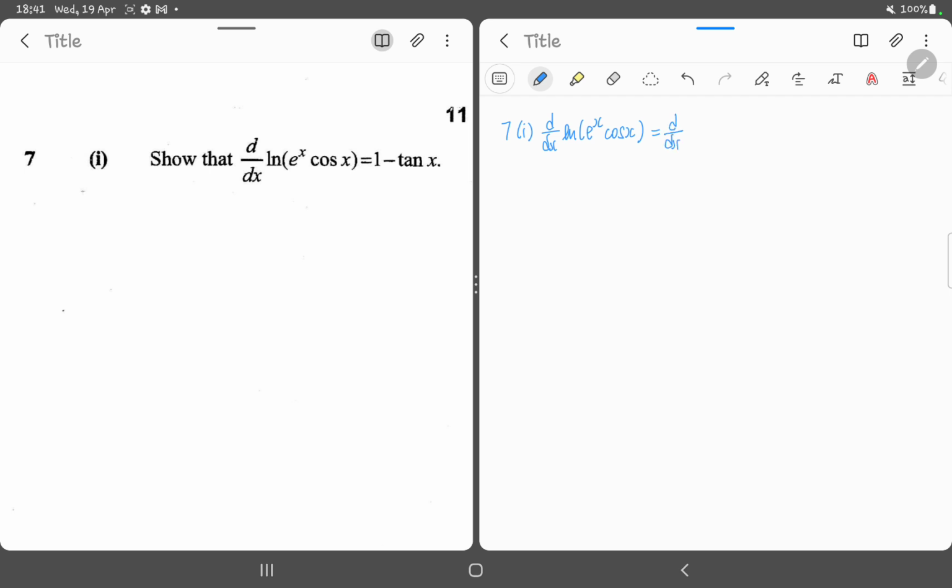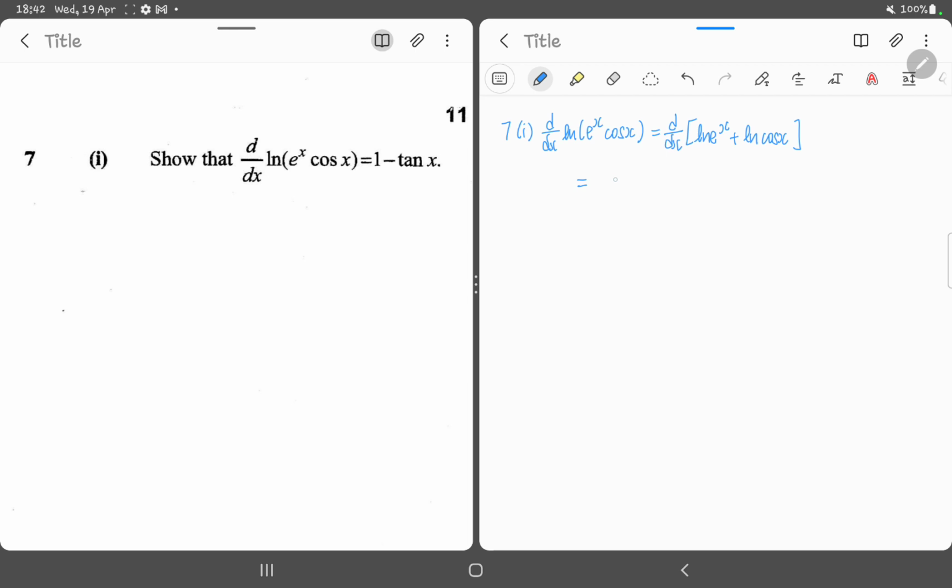So this will be d/dx of ln e^x plus ln cos x, using the product rule in the laws of logarithm. Now after we split, I encourage you to do the splitting first, because that will make the differentiation easier. Then we're going to differentiate it.